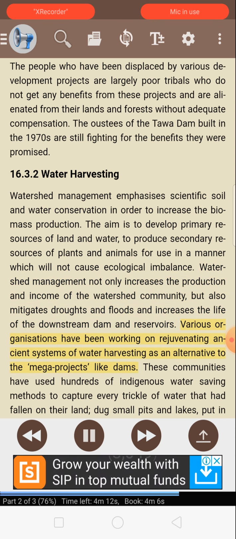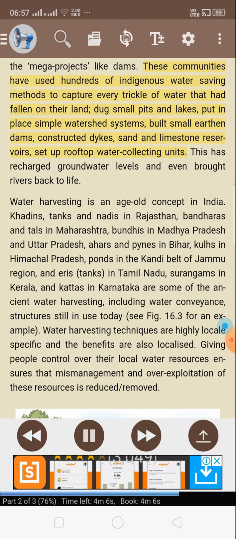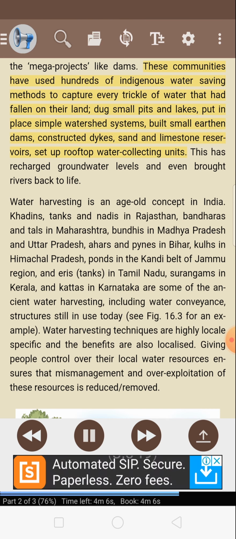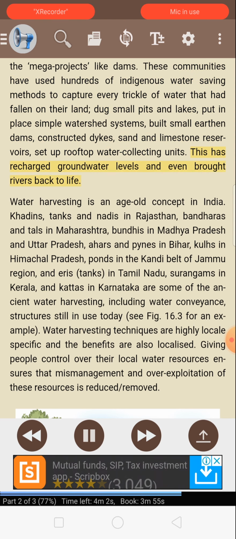Various organizations have been working on rejuvenating ancient systems of water harvesting as an alternative to the mega projects like dams. These communities have used hundreds of indigenous water-saving methods to capture every trickle of water that had fallen on their land, dug small pits and lakes, put in place simple watershed systems, built small earthen dams, constructed dikes, sand and limestone reservoirs, set up rooftop water collecting units. This has recharged groundwater levels and even brought rivers back to life.